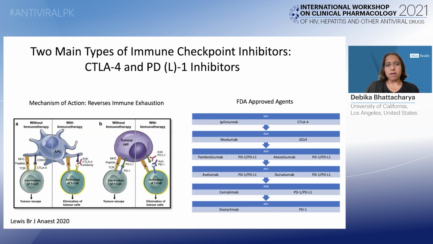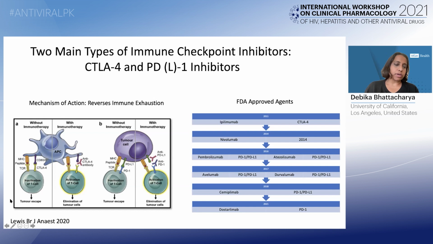So what are immune checkpoints and inhibitors? Well, there are two main types of immune checkpoint inhibitors that are being used in cancer immunotherapy now, and they are CTLA4 and PDL1 and PD1 inhibitors. So what is the mechanism of action? The mechanism of action is that these immune checkpoint inhibitors essentially reverse immune exhaustion.